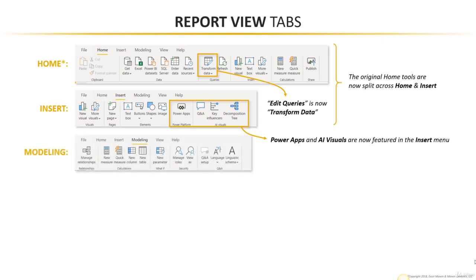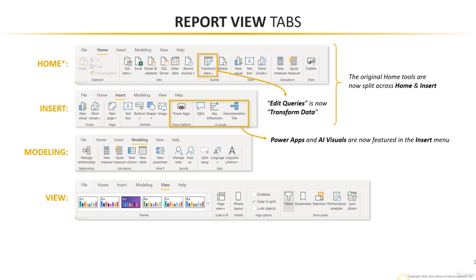Next up, we've got the Modeling tab. Very, very similar. You can manage your relationships, add measures and tables here, parameters, view as roles. Got the View tab. This is where you'll see some differences. Starting with those themes. You can define custom themes, and these previews make it much more intuitive to see how the look and feel of your report will change by selecting these different themes.